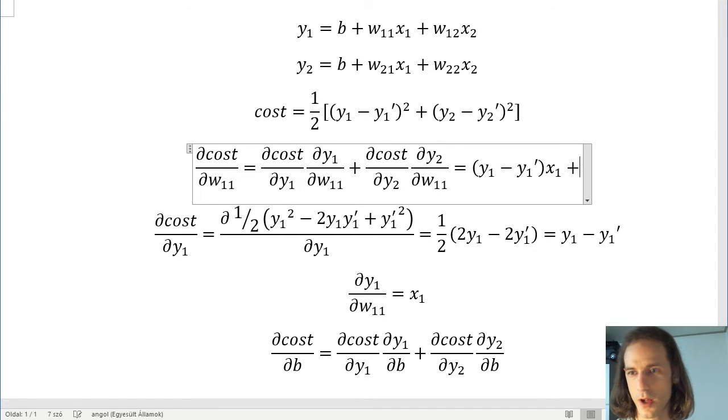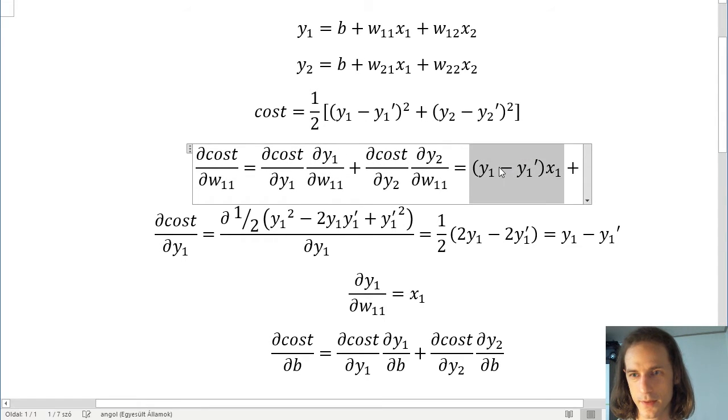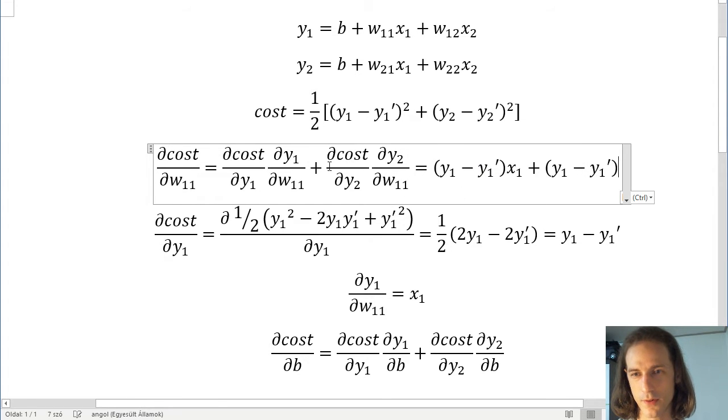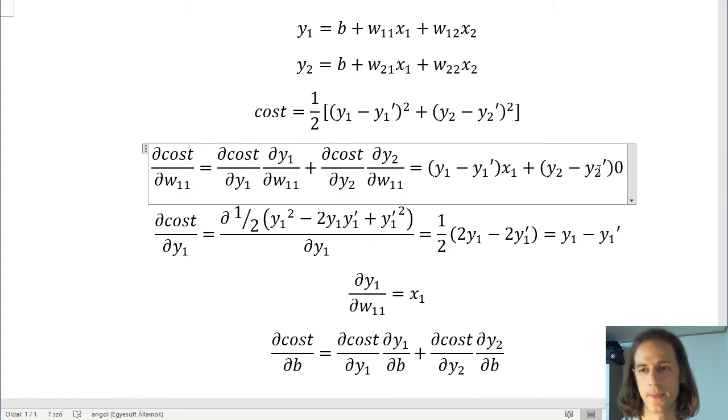And we did not do the other half, but we know that that's going to be the very same thing as here. So the cost function differentiated with respect to y2 is going to be almost the same, but it's going to be y2 and y2 prime, because it looks the same to me, at least. And what is going to be multiplied by is y2 differentiated with respect to w11. But w11 does not appear here, so it's going to be 0.